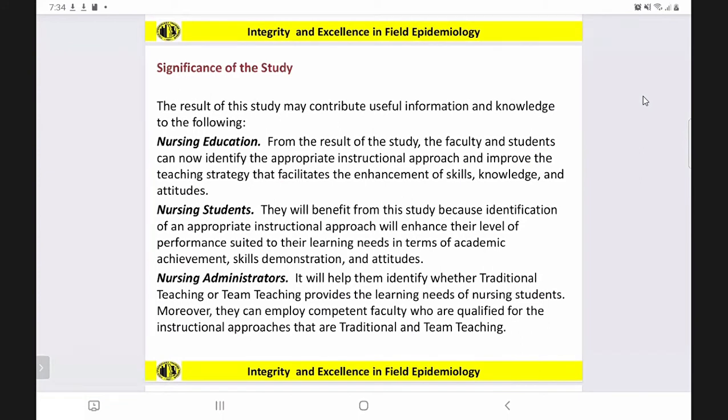Nursing students: they will benefit from this study because identification of an appropriate instructional approach would enhance their level of performance suited to their learning needs in terms of academic achievement, skills demonstration, and attitudes. Okay. And next, Hidalgo Reangelo for the nursing administration.